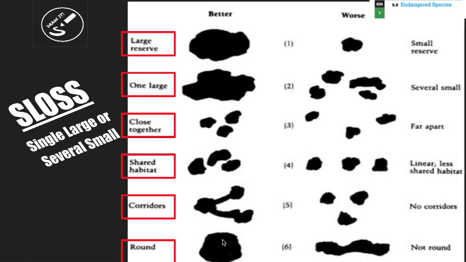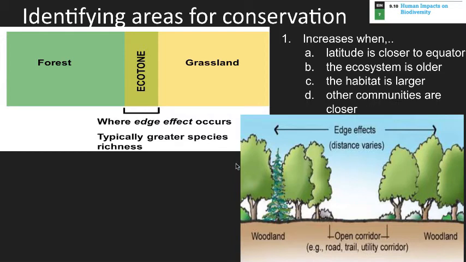So identifying areas for conservation, places where they have more biodiversity. These biodiversity hotspots are areas for conservation. Things like latitude, places that are closer towards the equator, like our tropical rainforests, tend to have more biodiversity. So that's an area to be protected. Older ecosystems, mature habitats, larger habitats, things that are able to get more bang for your buck when you're talking about conservation areas.